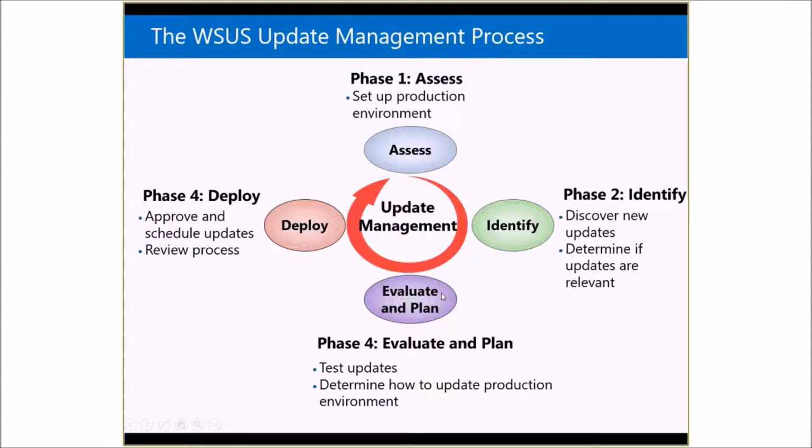So phase 4, test updates. Okay, so don't deploy it directly on your production machine. Test it. Make sure there's no unintended problems. Determine how to update the production environment. So once it passes the test, determine how you're going to update it. Then finally deploy, approve, and schedule the updates and review the whole process again. Okay, so basically that's what we're going to do.